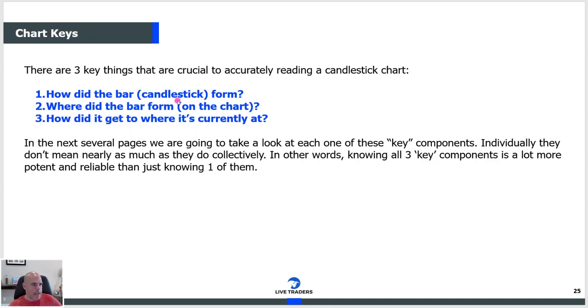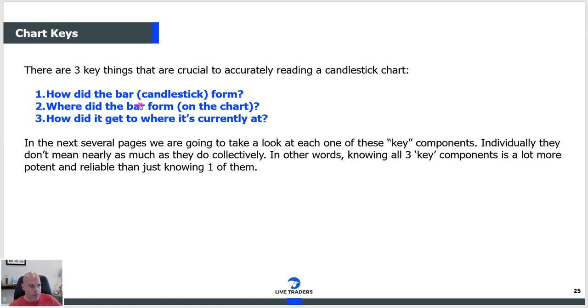These are the things you want to be asking yourself. These are very important when you look at a chart, okay? How did the bar form? Meaning, how did that candlestick form, all right? Is it forming with a bottoming tail? Is it forming with a topping tail? Is it forming with a wide body bar, a narrow body bar, okay? So how did that bar form? Is it a wide range bar? Is it a narrow range bar?